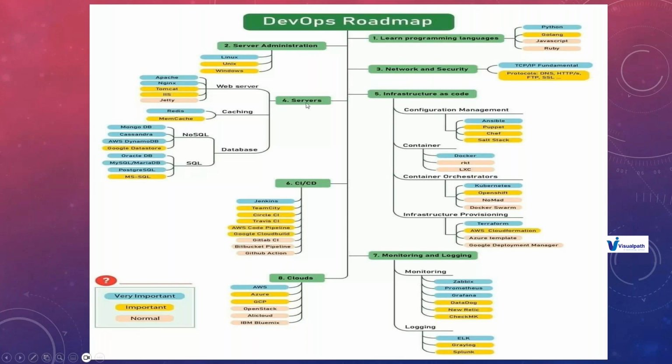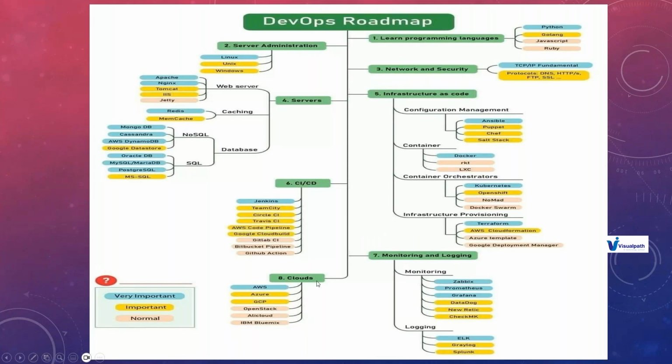In servers or web servers, what we are learning is Apache or Nginx. In caching, we are learning Redis. For database, we are learning SQL, either MySQL or PostgreSQL. After that, CI/CD. We are using Azure pipelines, though it is not listed here.